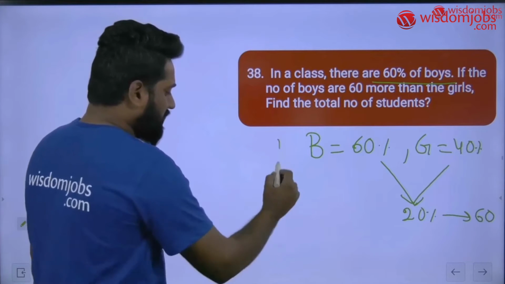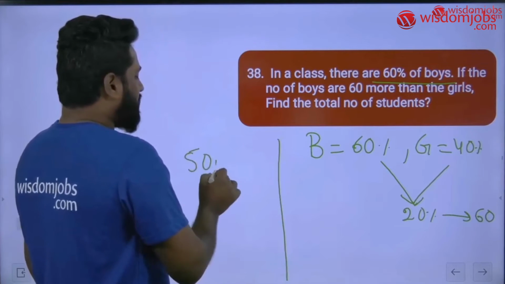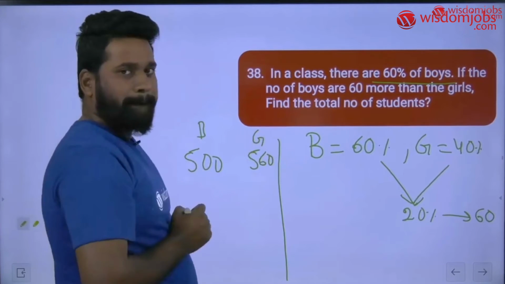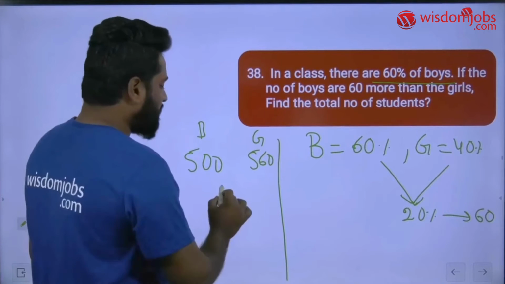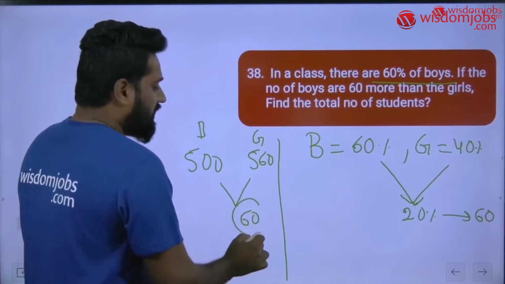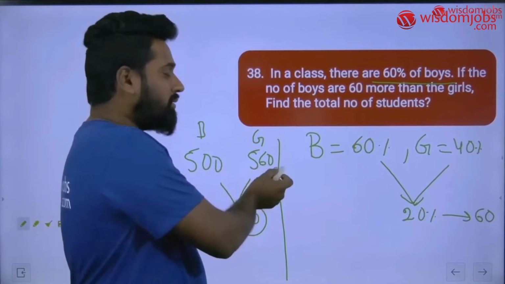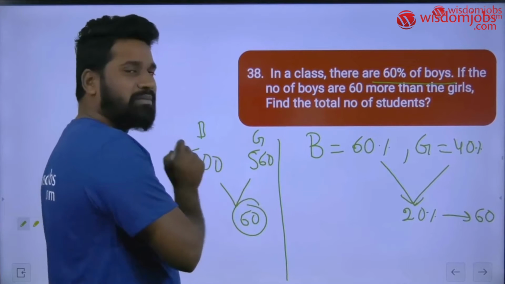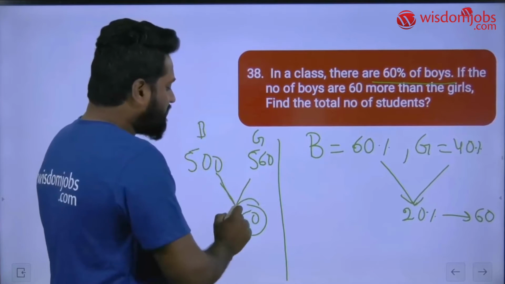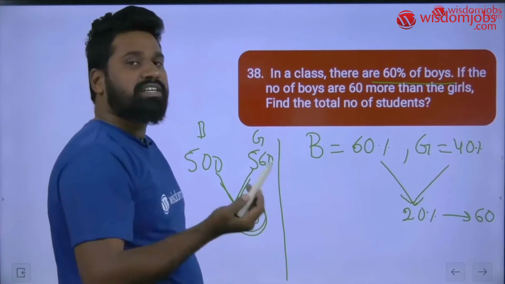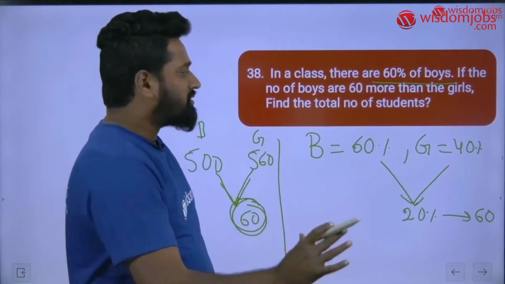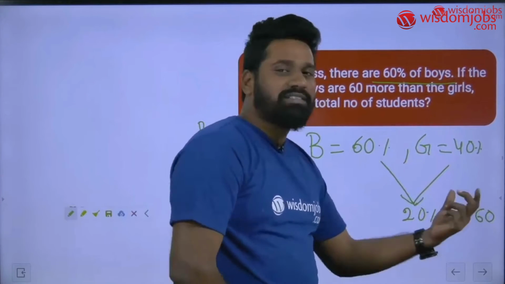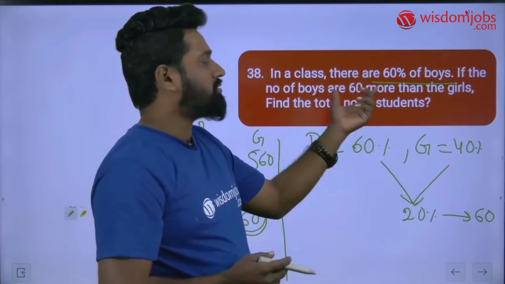Suppose, for example, here 500 boys are there and here 560 girls are there. What is the difference between these two? 60. Here 60 girls are more than the boys. 60 girls more than the boys is the same as saying the difference between boys and girls is 60. Right? So same concept here, the difference of percentages indicates the difference in number between these two.